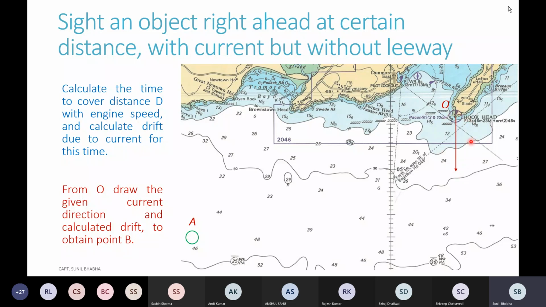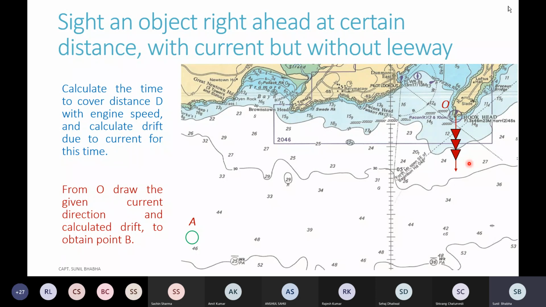I have plotted the direction of the current vector. The length is equal to the drift in the same time which we require to cover the distance. The current is marked with 3 arrows. So let's make this marking. You can see the current vector.